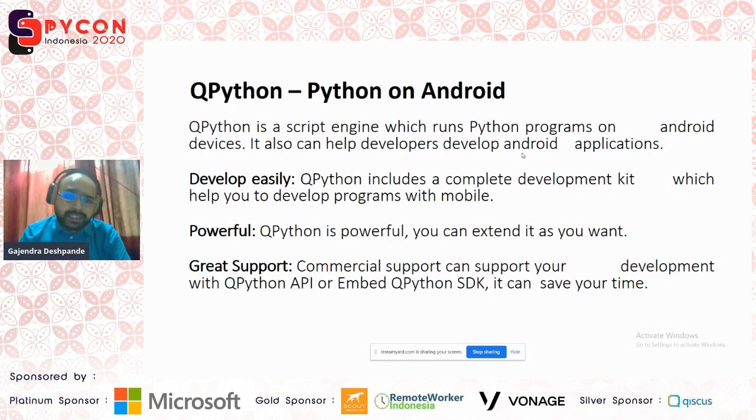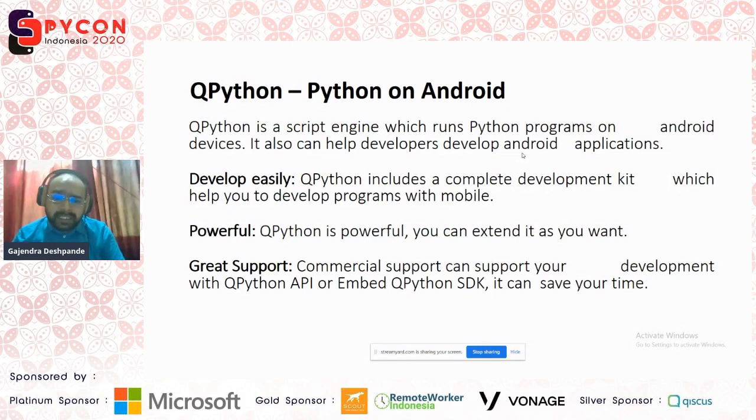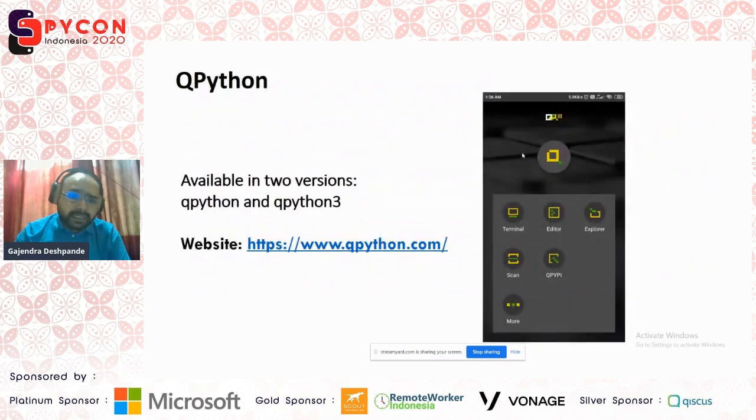QPython includes a complete development kit which helps you develop programs with the mobile phone, and it's very powerful. You can extend it as you want. You can write your own modules and extend it if you feel that some features are lacking. Then great support is available. Commercial support is available with the QPython API. You can also embed the QPython SDK, and it can save your time.